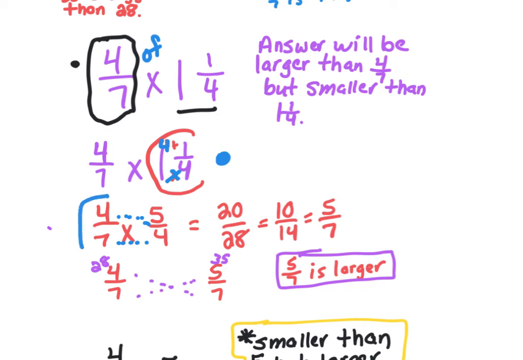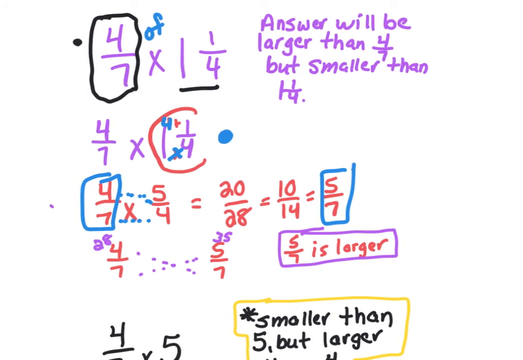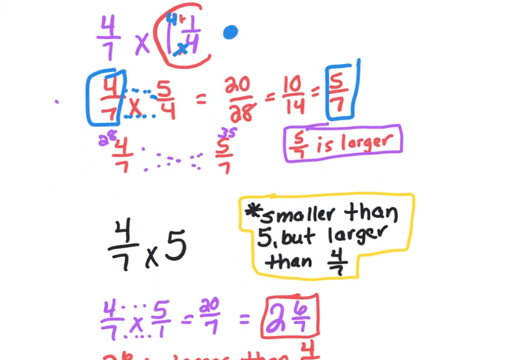I started out with 4/7. My answer is 5/7. 5 out of 7 is larger than 4 out of 7. So our prediction was correct. Our answer did get larger than the fraction we started with, but it is smaller than 1 1/4 because 5 out of 7 is not a whole, and 1 1/4 is a whole and 1/4 of another. You could also crisscross multiply to double check yourself there.